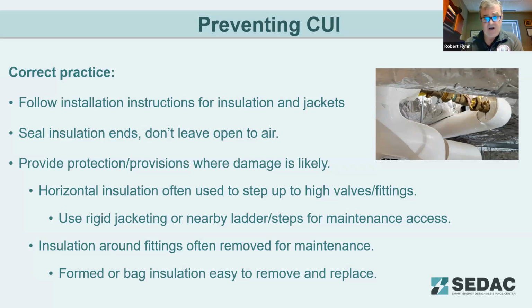Horizontal insulation is often used to step up on valves and fittings, like I spoke about earlier. Using rigid jacketing and a nearby ladder for support would help prevent damage and add longevity to the piping system. And insulation around fittings that are often removed for maintenance should have the possibility of using a removable or even a bag system in its place.